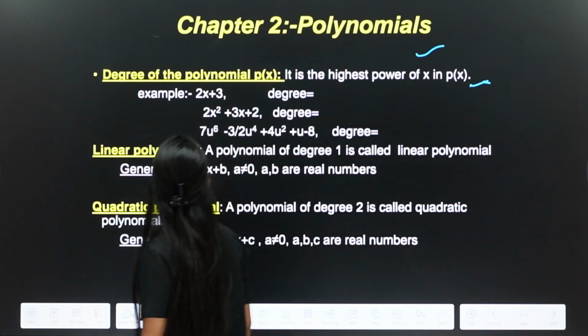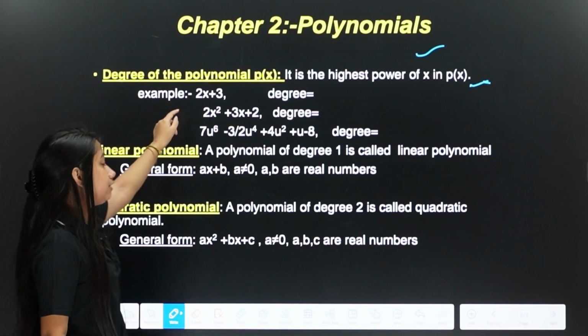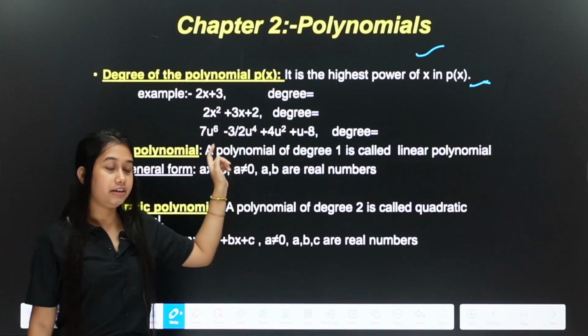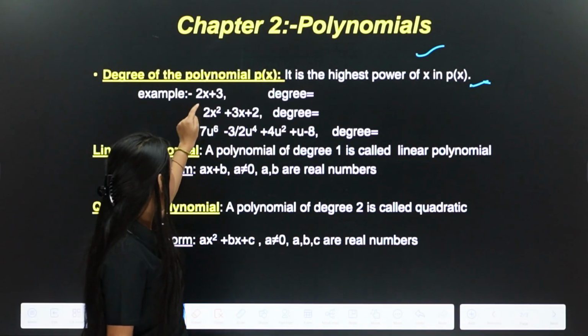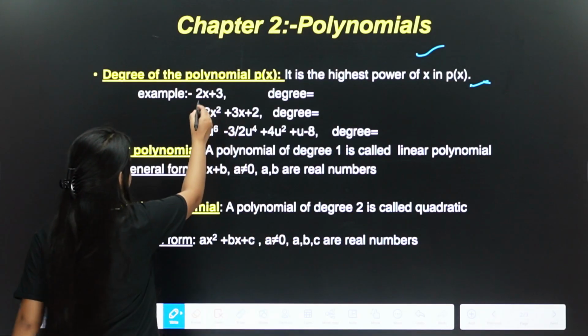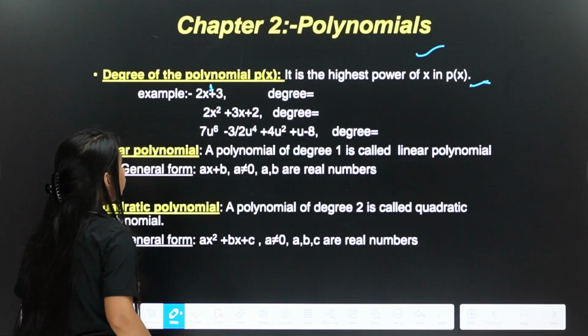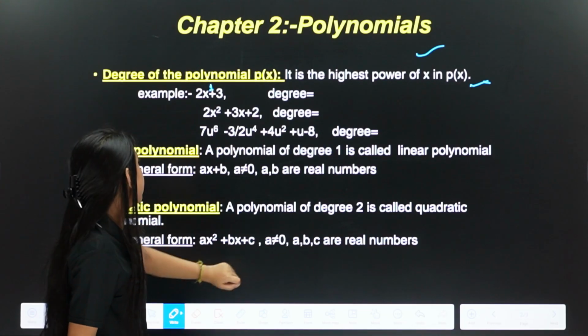I have taken an example, that is 2x plus 3. Can you tell me what is the degree of this polynomial? Here the highest power of x is 1, that is x to the power 1. So the degree will be the highest power of x, that is 1.